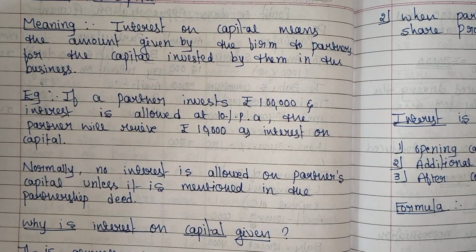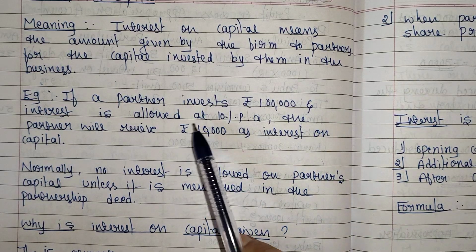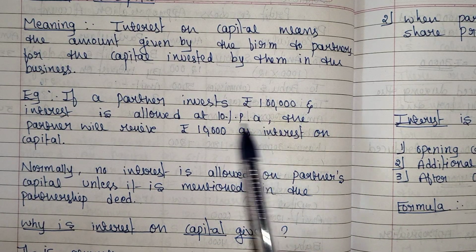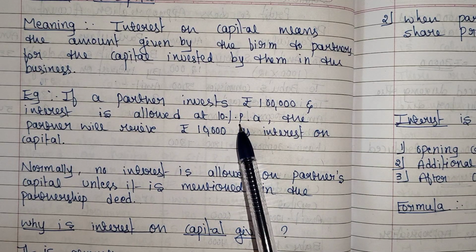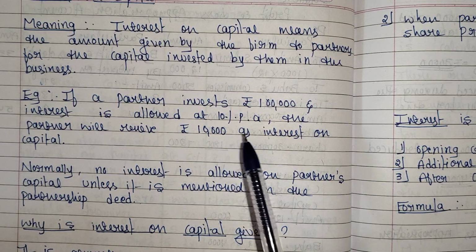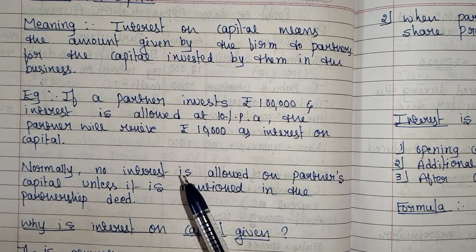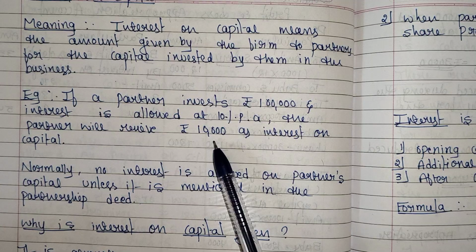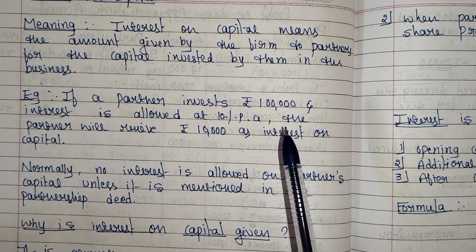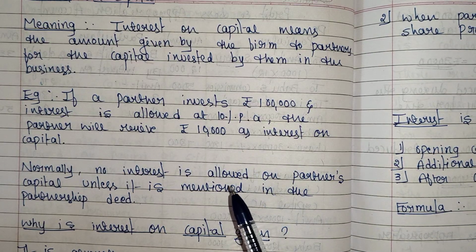Clear? For example, if a partner invests rupees 1 lakh and interest is allowed at 10% per annum, allowed by the firm, the partner will receive rupees 10,000 as interest on capital, that is 1 lakh into 10%. 10,000 given by the firm to the partners for the capital invested by them in the business.